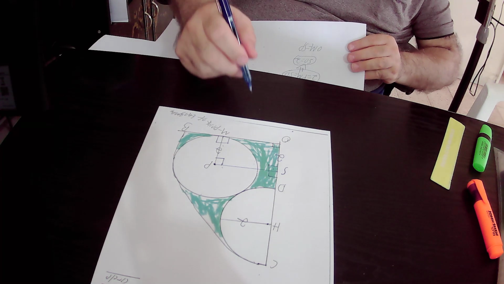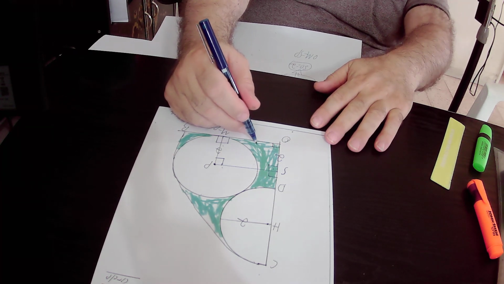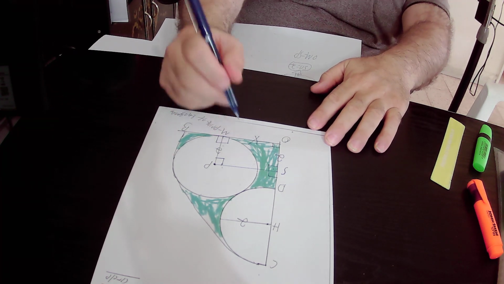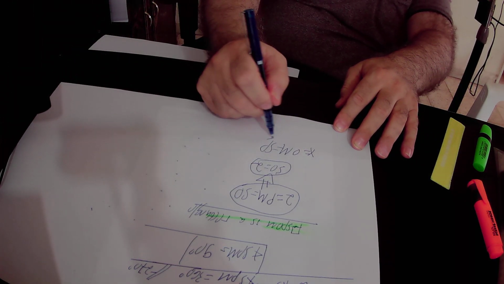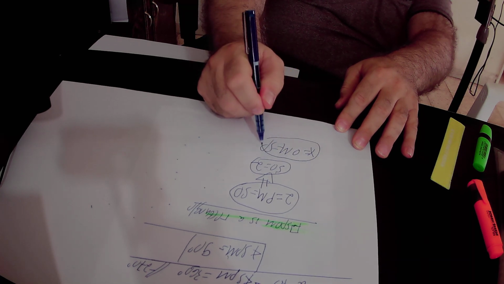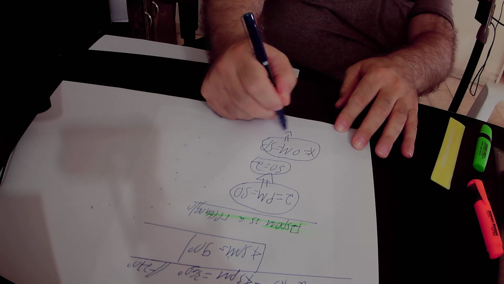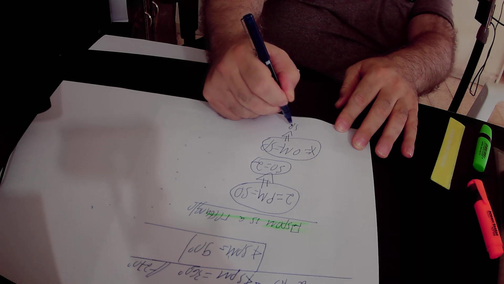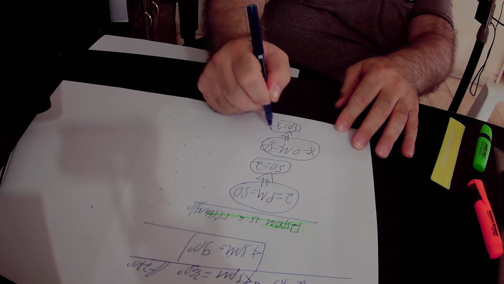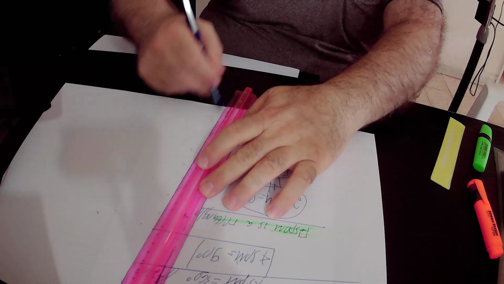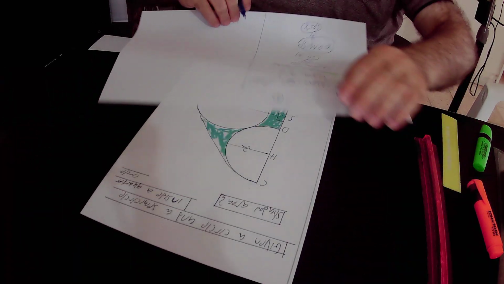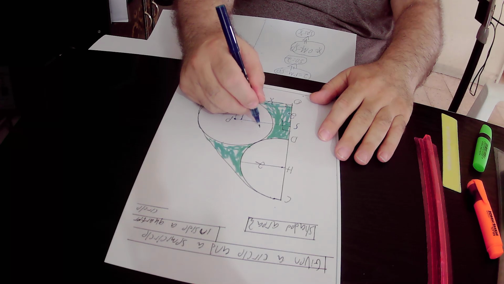So if we define OM as X, so here OM equals X according to our definition, then from this equation, X equals OM equals SP, we derive that SP is also equal to X. So here SP is also equal to X.